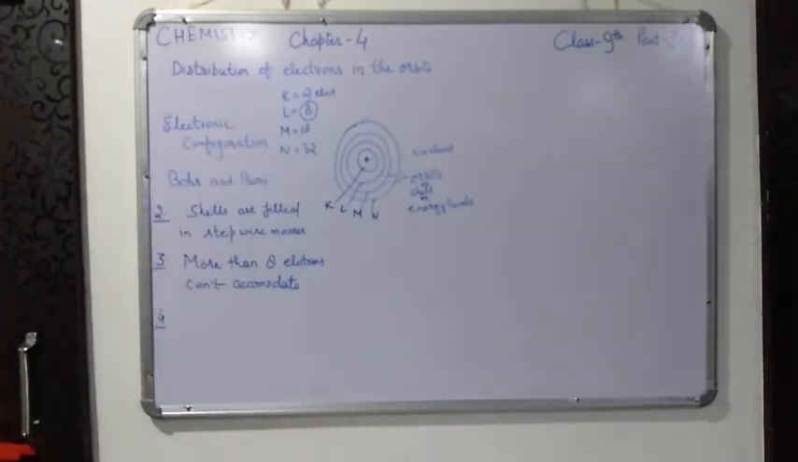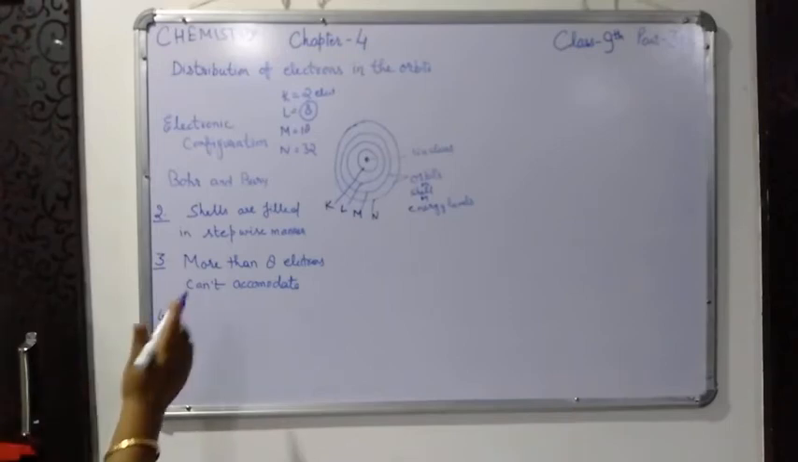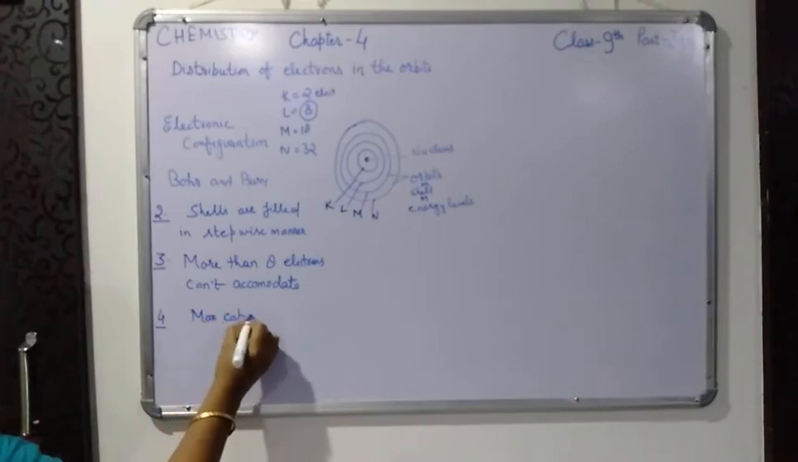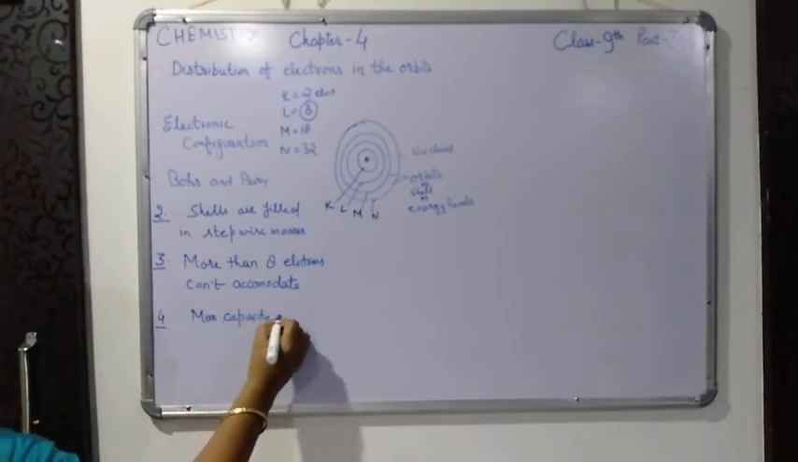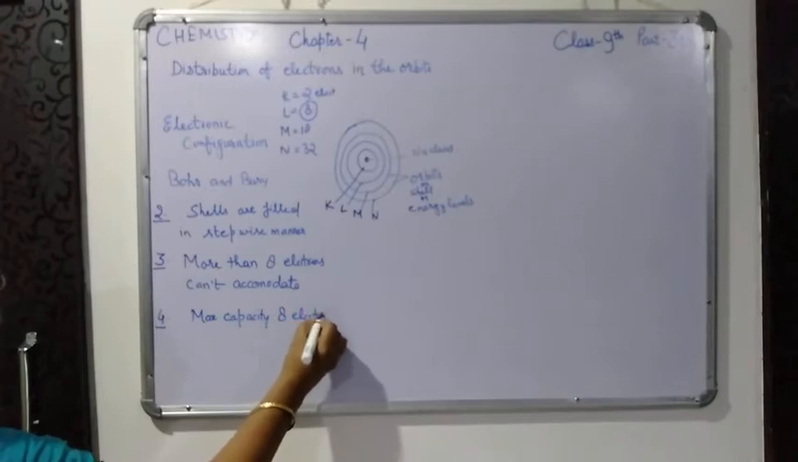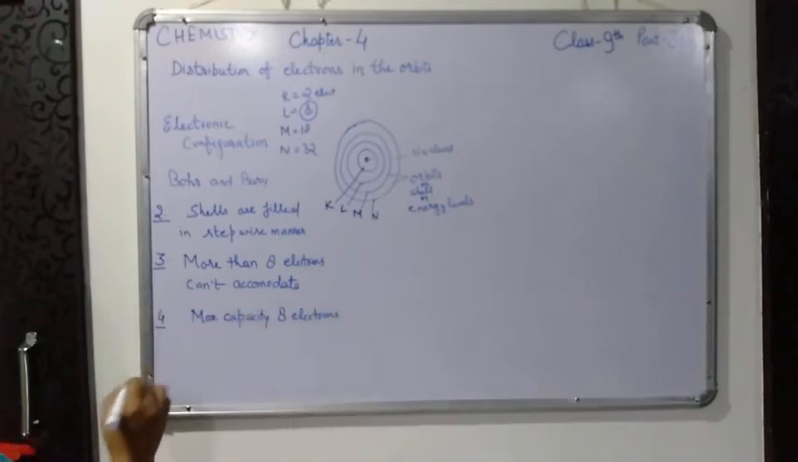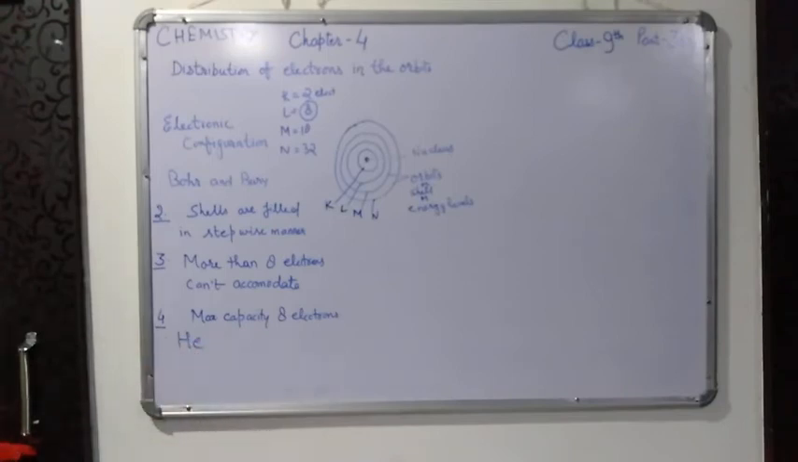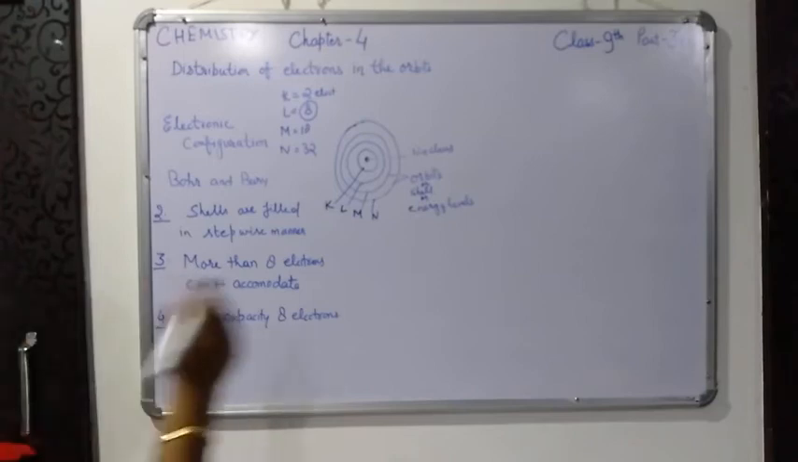Now the fourth rule: the outermost shell of a chemically stable atom can accommodate a maximum of 8 electrons. I told you, the maximum capacity is 8 electrons in the outermost shell, except helium. Except helium, because helium has only one shell.